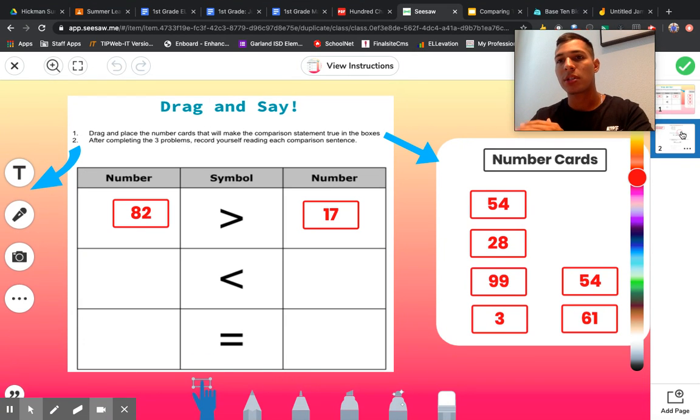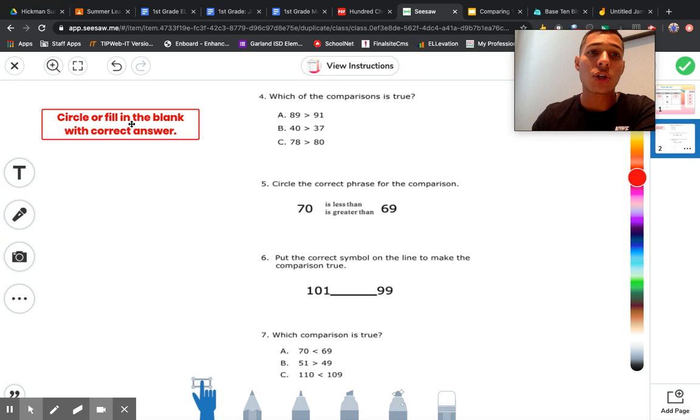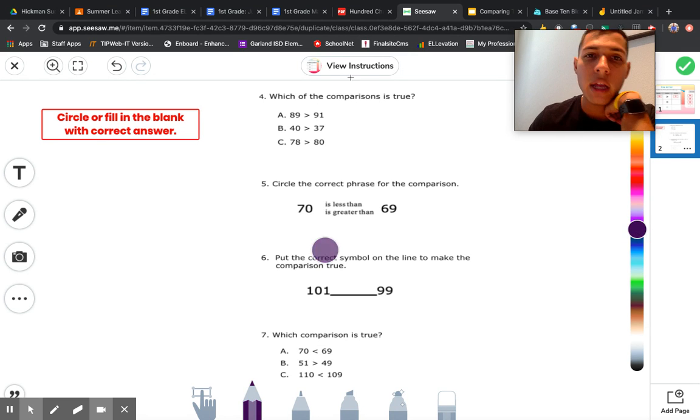Now you could go to slide 2, right? We're going to circle or fill in the blank with the correct answer, okay? I'm going to do one for example. Which of the comparison statements is true? It wants us to circle the correct one, the true statement. So let me grab a pencil. You could pick any color you want. I'll let you do that. All right. Which of the comparison statements is true? You have to read them all. Is 89 greater than 91? No, that is wrong. 40 greater than 37? Or 78 greater than 80?